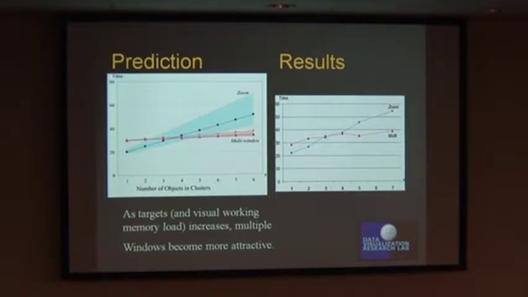With multi-window, once you've set up the windows, the curve is very flat because eye movements are so much quicker than zooming. It takes a couple more eye movements, but that's a pretty low cost if you have extra windows available. Zooming, of course, gets costly quite quickly. So that was the prediction. This is the results. And indeed, we found this nice crossover at about 3 objects in the clusters.